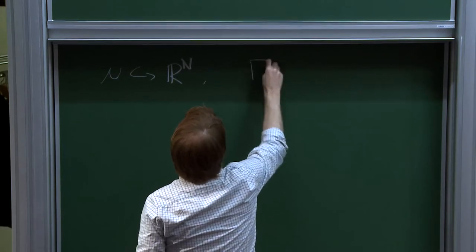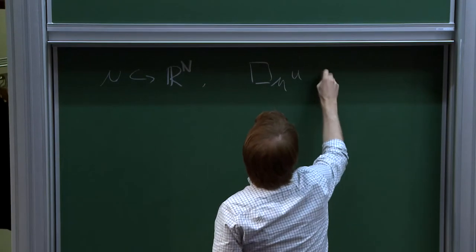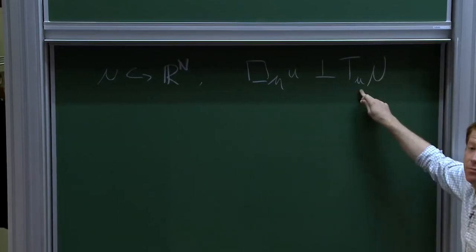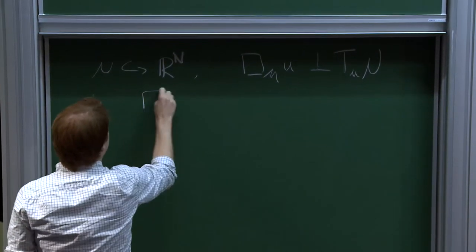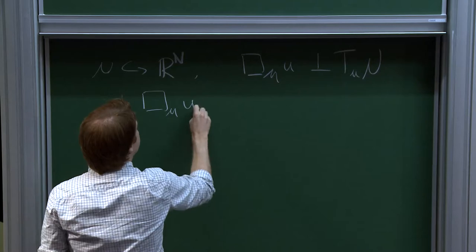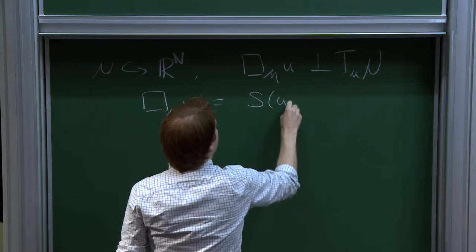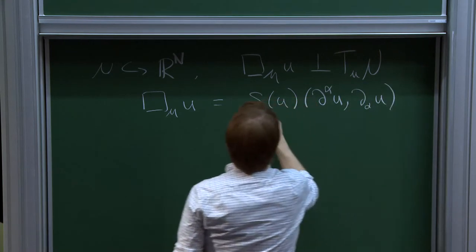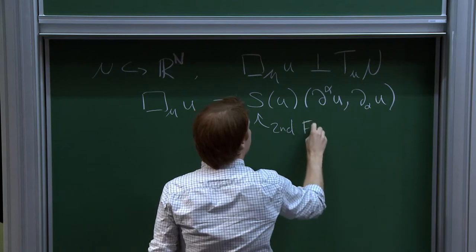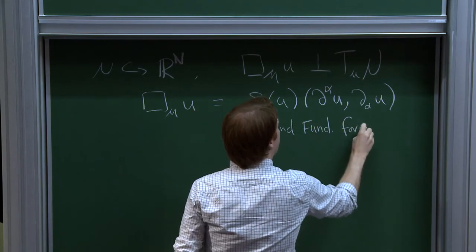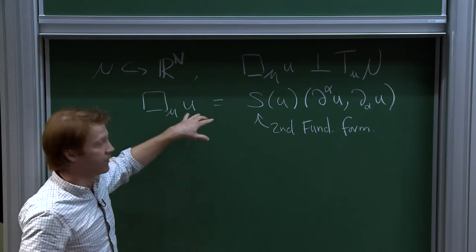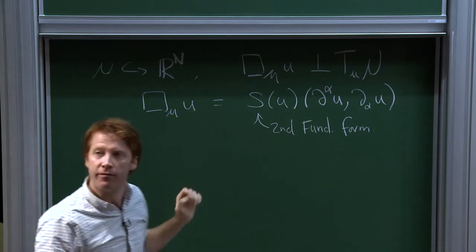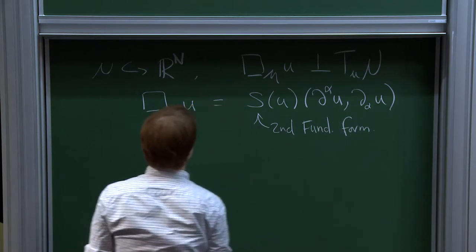then this equation takes the form: the d'Alembertian on M of u is perpendicular to the tangent space of N at the point u. This can then be simplified as follows. The d'Alembertian of u is equal to S of u d_alpha u d^alpha u, where S is the second fundamental form of the embedding. So this is a nonlinear wave equation where the nonlinearity arises from the geometry of the target manifold, and it's quadratic in the derivatives of u.